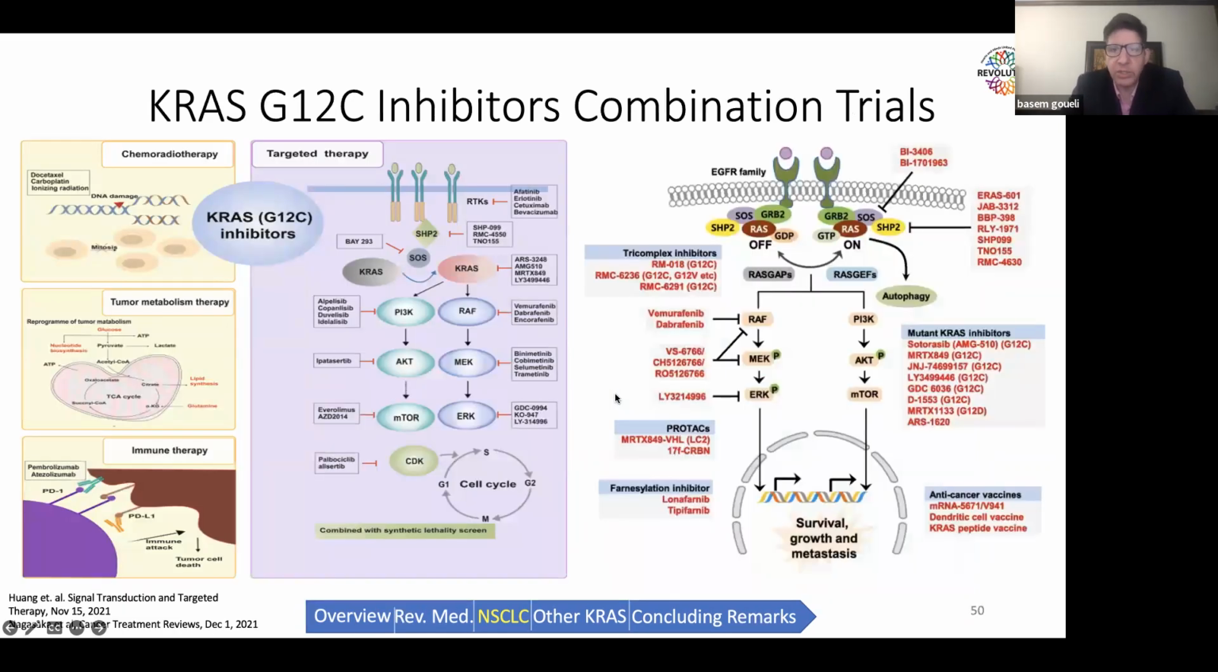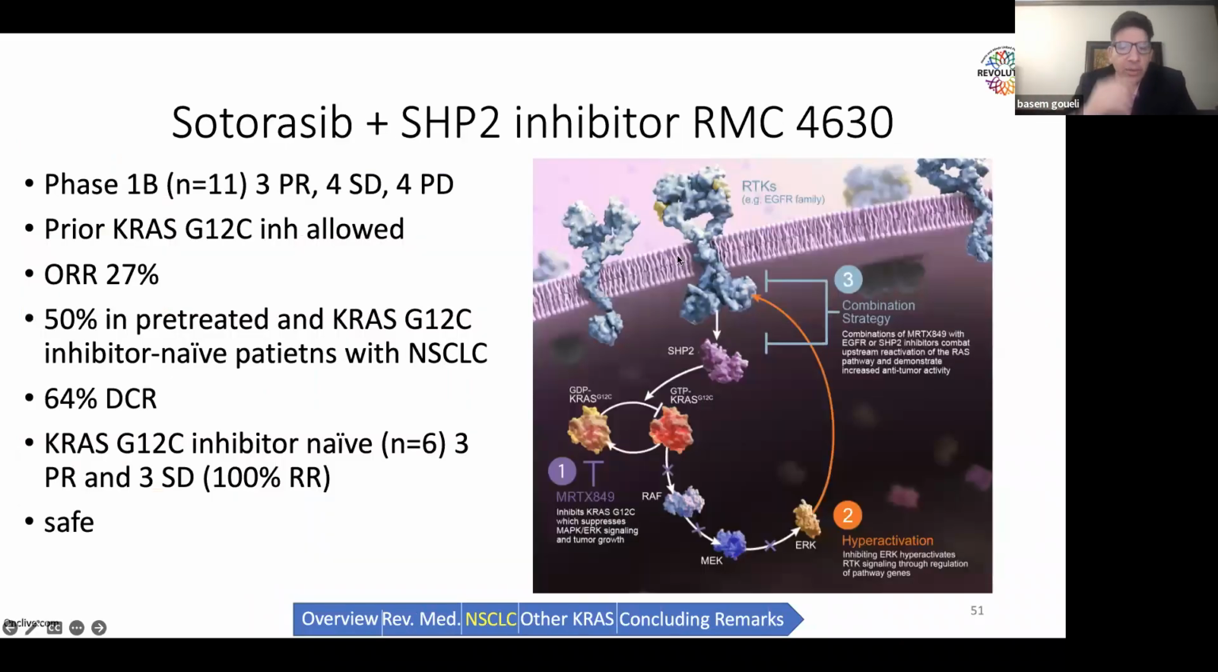Not surprisingly, to try and preempt those resistance mechanisms, there's a lot of combination trials ongoing. So there's trials looking at SOS1 plus KRAS G12C inhibitors, SHP2, et cetera. You can see them all listed here, but up and down these pathways, you see these combination trials, and rightfully so, to try and preempt resistance.